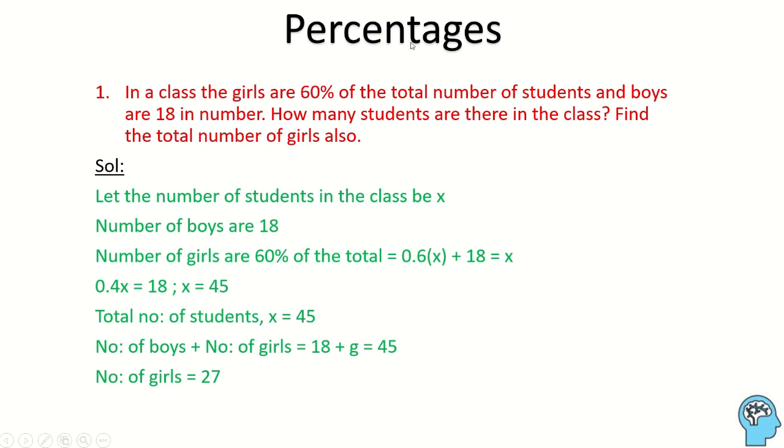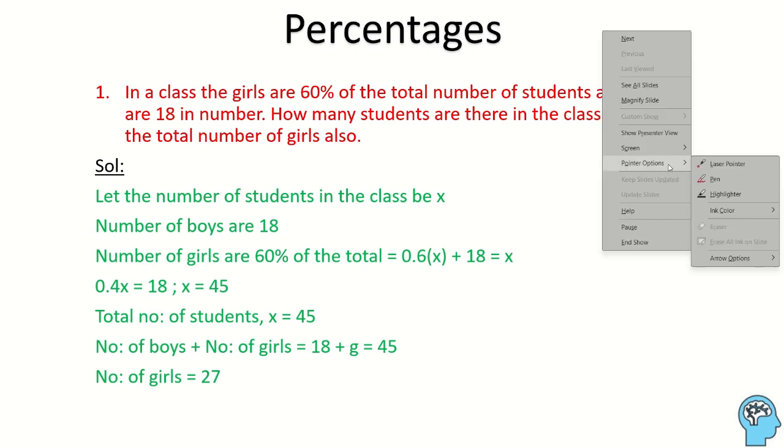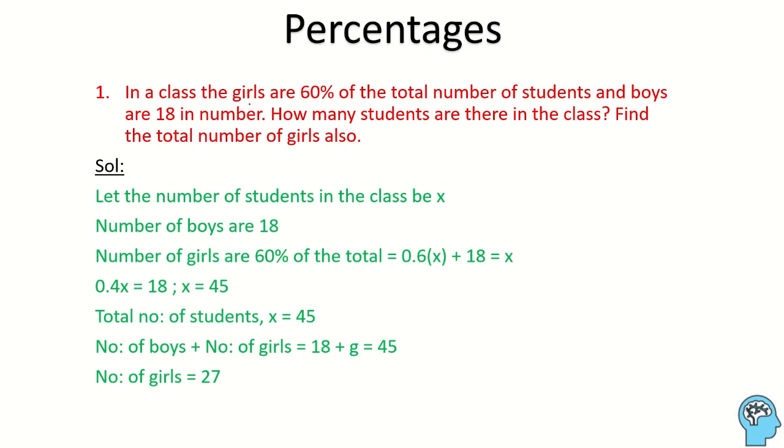In today's session, let's discuss percentages. So let's do 3 word problems on percentages. The first problem statement is: in a class, the girls are 60% of the total number of students and boys are 18 in number. How many students are there in the class? Find the total number of girls also. So let's look at the solution.